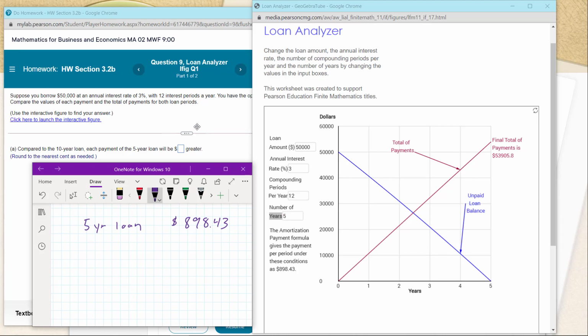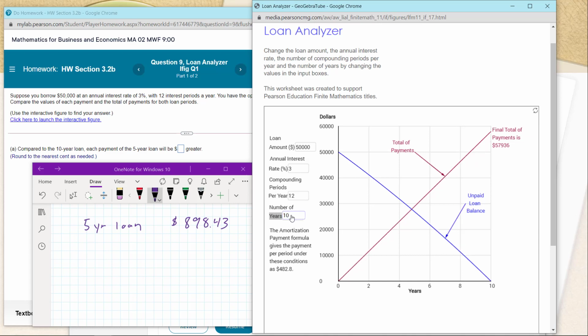Okay, so now we want to do the exact same thing for the 10-year loan. And what we're going to do is go over here, and instead of having 5, we're going to change this to 10. Okay, and then for our 10-year loan, our payment is going to be $482.80.